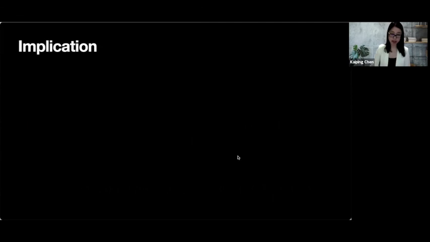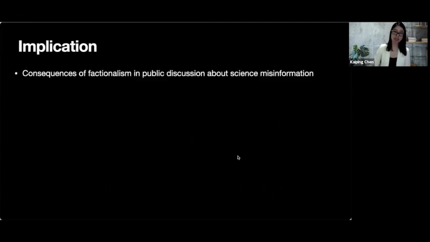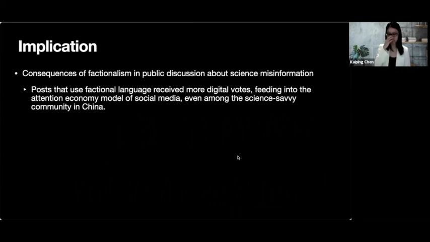So what are the implications of this science factionalism on the spread and the discussion of misinformation on social media? First, we see that posts that use this type of factional language go more viral. They receive more digital endorsement, digital votes. This can feed into the attention economy of social media, even among this very science-savvy community in China.